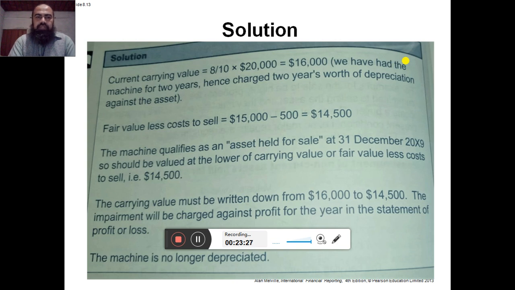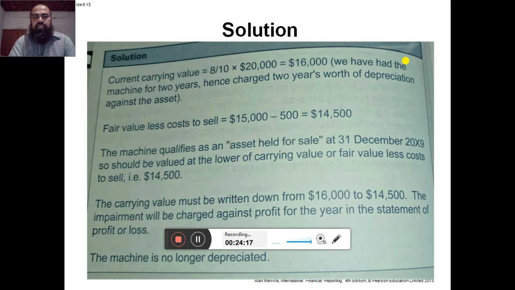So the current carrying value, or in simple words the net book value, starts from the asset's historical cost at which the asset was purchased, $20,000, and we have used it for 2 years. It means 2 years of depreciation would be deducted from this cost. So we are doing a smart calculation: 8/10, because 2 years have gone, 8 years are left. So the net book value of the 8 remaining years is left. 8/10 into 20,000 gives us $16,000, the current carrying value or net book value of that asset.